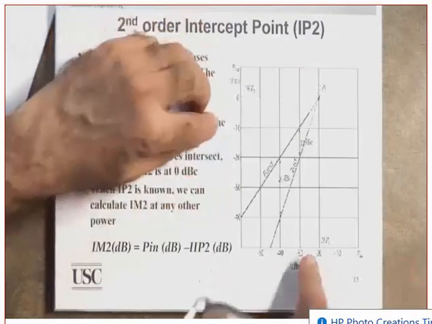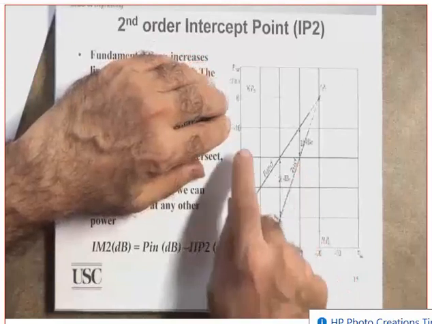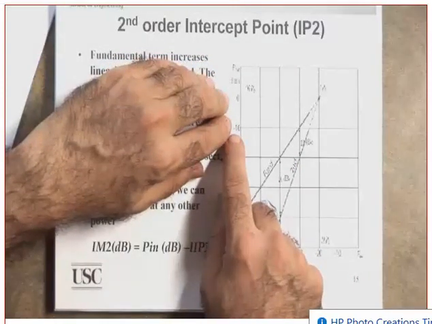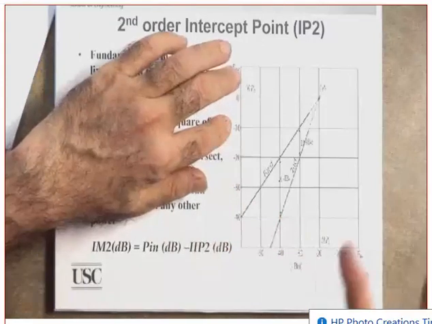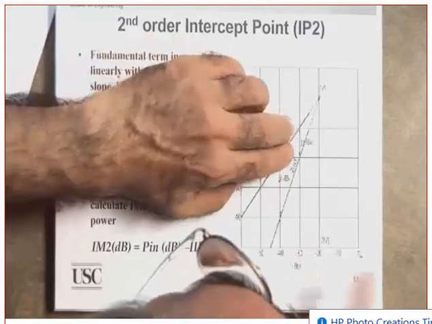What did I say? Oh, minus 30 and minus 10. I'm sorry, I was looking at the wrong point. This point here. Minus 30 and minus 10. Yes? Okay, so what do I say? I say the gain is what? 20 dB. What is the IM2 at this frequency, at this power?